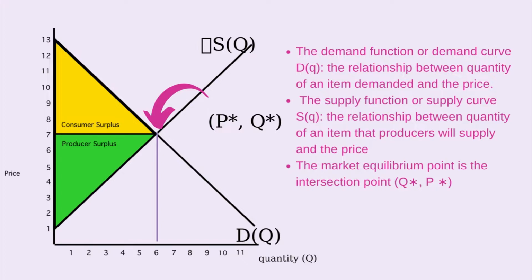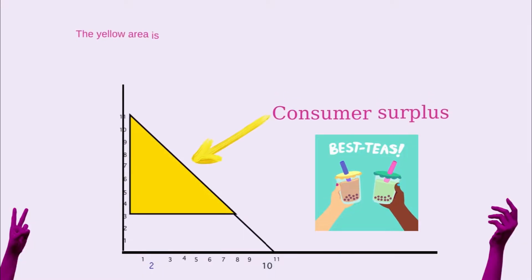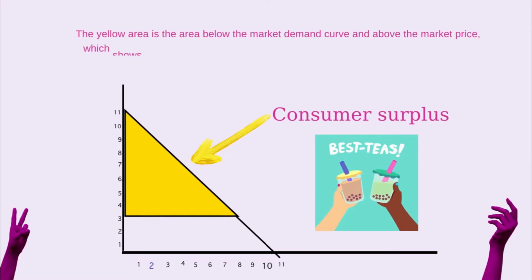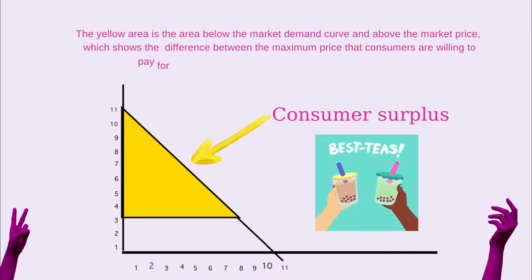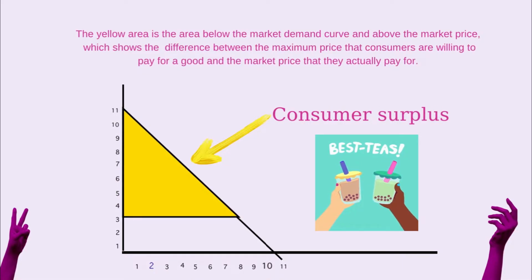The two curves intersect at a point called the market equilibrium point, at which the price and quantity will satisfy both consumers and producers. Consumer surplus is represented by this yellow area, which lies under the market demand curve and above the line of the market price. It shows the difference between the maximum price that consumers are willing to pay for a good and the market price that they actually have to pay.